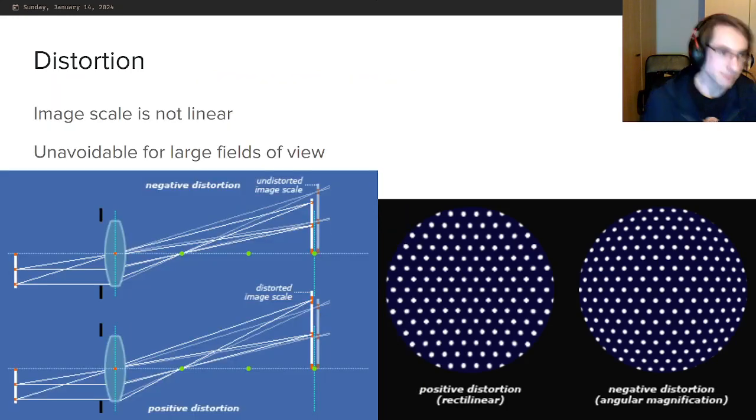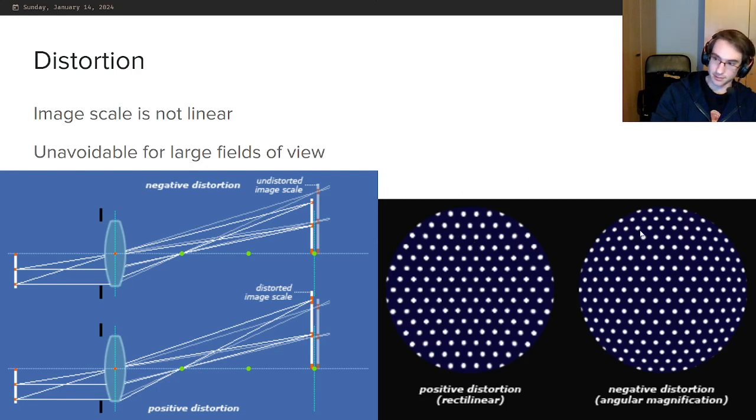But it is a general thing that the image scale for large fields of view is not and can literally not be linear. It literally cannot be linear. You either get positive distortion or negative distortion. And these are sometimes called pincushion and barrel distortion, because if you look at this, you get a pushed in, kind of pincushion shape feeling. If you look at this, you get a barrel kind of shape or feeling from how these are laid out.